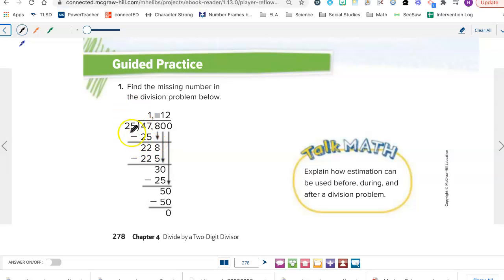228 divided by 25. Well, I'll probably round this to 225, and I'm going to ask myself, how many times can 25 go into 225? And I always like to think of money when I have 25s. And I know 25 can go into $1 4 times. So if I have $2, that's going to be 8. And then if I have $2.25, that's going to be 9 times. So 9 is the missing piece to this puzzle. And then we just finish the problem.